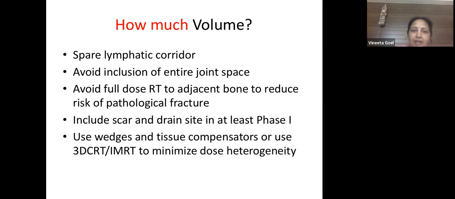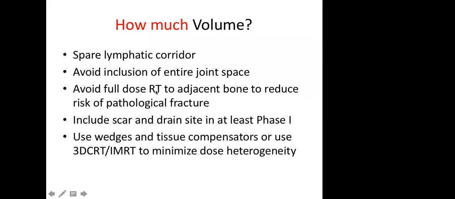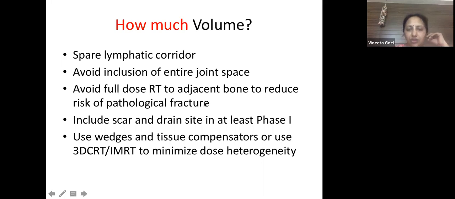Now, whenever you're planning radiation therapy by any of the techniques, either conformal or conventional, we have to always spare the lymphatic corridor. We have to make sure that the entire joint space is not included. We have to avoid full dose of radiation therapy to adjacent bone to reduce the risk of pathological fracture. We must include the scar and the drain site, at least in phase 1, and use wedges and tissue compensators or conformal IMRT-like techniques to minimize the dose heterogeneity.